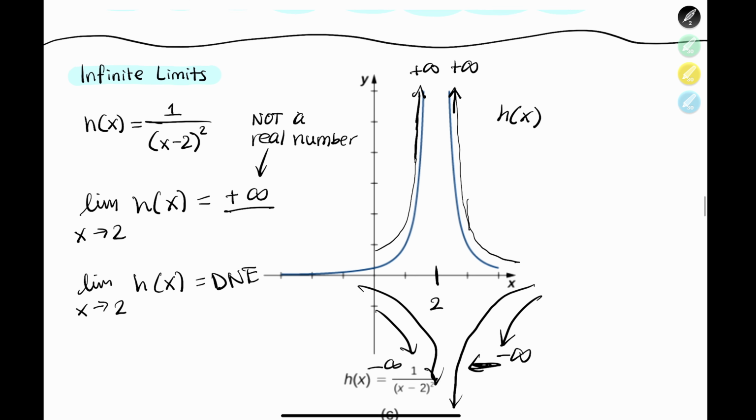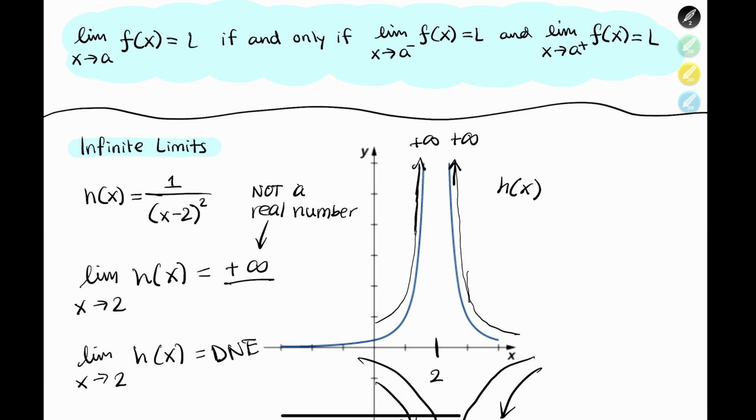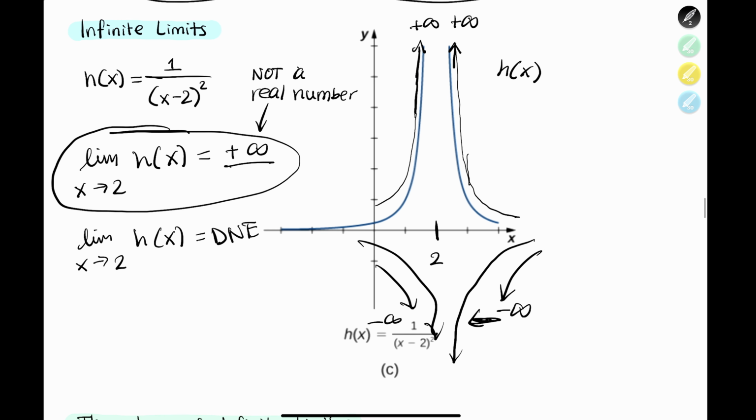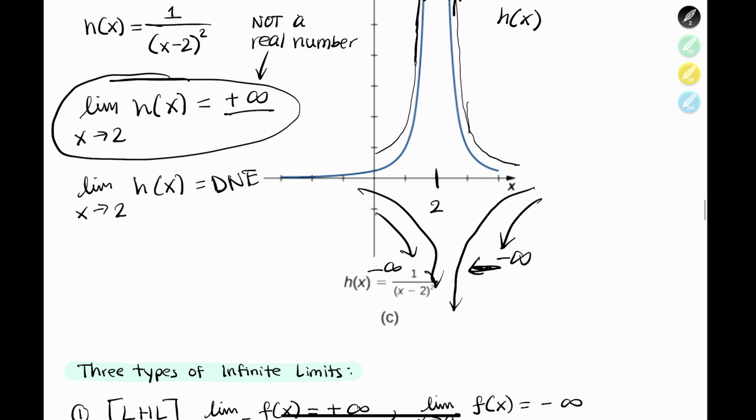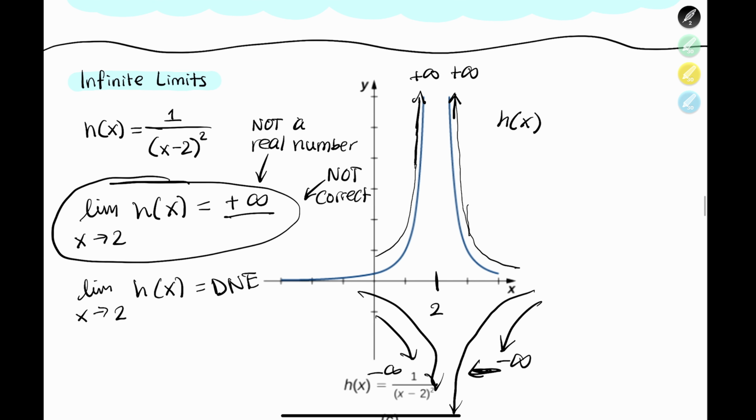So in the case of h of x, the limit as x approaches 2 of h of x is equal to positive infinity. So we could write it like this, but it's not actually the correct way to put it. So it's not correct, but we can write it like this to get a better sense of the behavior of the graph as x approaches 2.